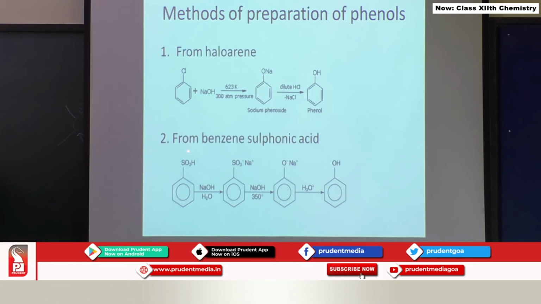The second method of preparation of phenol is from benzene sulfonic acid. This is benzene sulfonic acid which is treated with sodium hydroxide and hydrolyzed. You are going to get sodium salt of benzene sulfonic acid at the beginning and then when it is further reacted with sodium hydroxide followed by hydrolysis, you are going to get phenol.